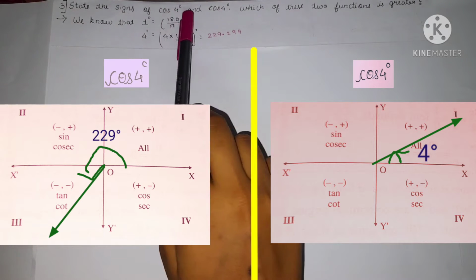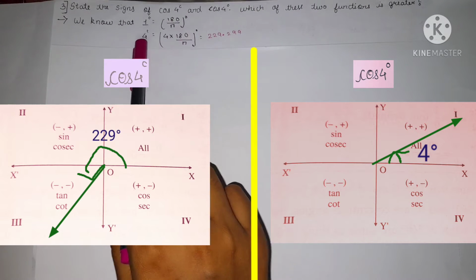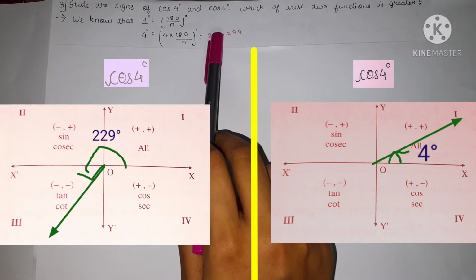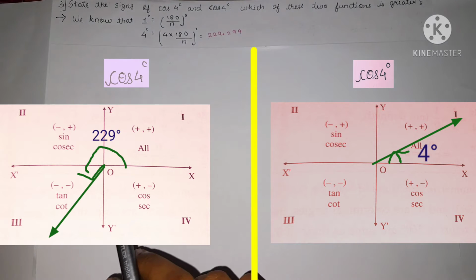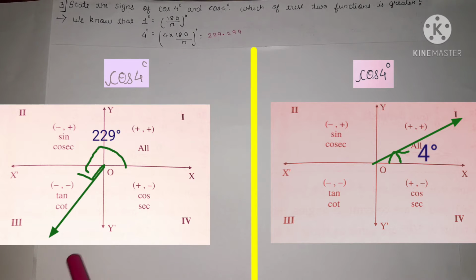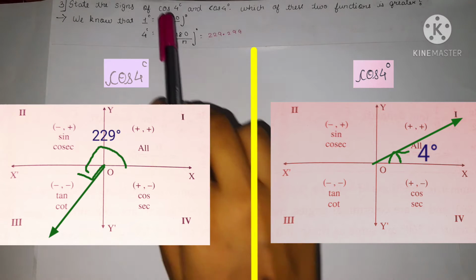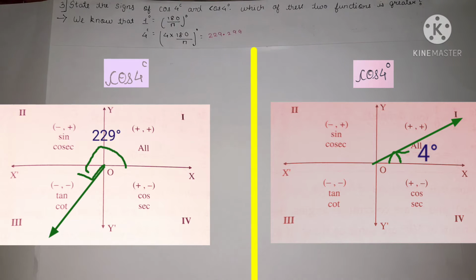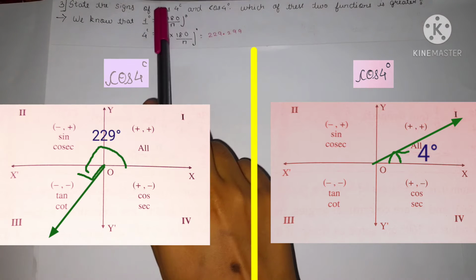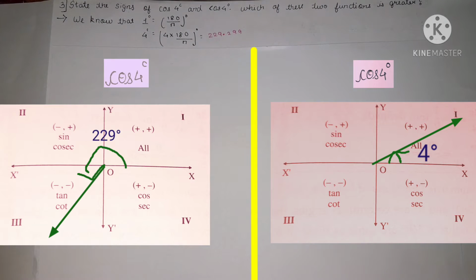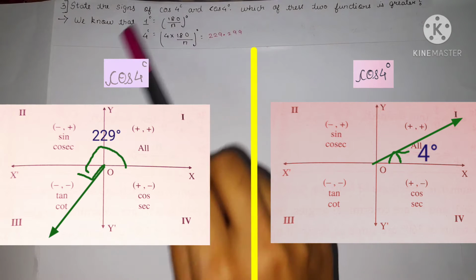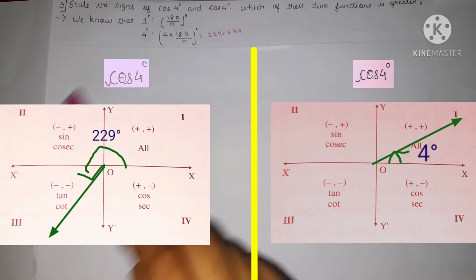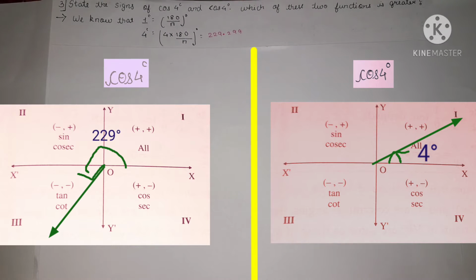And cos 4 radian, 4 radian is 229 degrees, so it will lie between 180 degree and 270 degree, that is the third quadrant. So cos 4 radian lies in the third quadrant and cos 4 degree lies in the first quadrant. In the third quadrant, only tan and cot are positive. Here the trigonometric function given is cos, so in the third quadrant cos 4 radian will be negative, but cos 4 degree will be positive because it lies in the first quadrant.